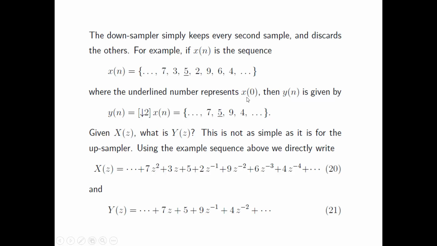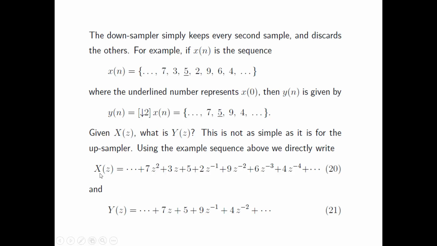Now, in the same fashion, we will try to derive the equations. We will take the z transform of x[n]. Because 5 is the origin, the z transform of x[n] is 7z squared plus 3z plus 5, because here it is z to the power 0. Now comes 2z to the power minus 1, 9. Like that, we will get the z transform of x[n]. Similarly, we will get the z transform of y[n], 5 being the origin. So we get this equation after taking the z transform of y[n].